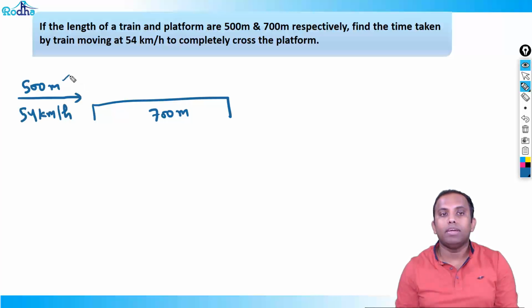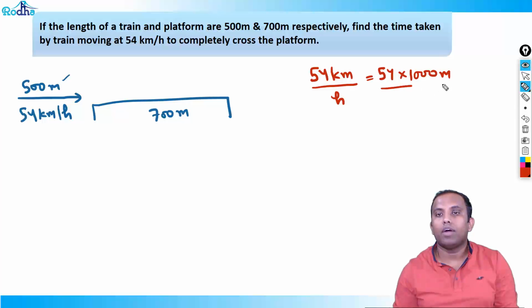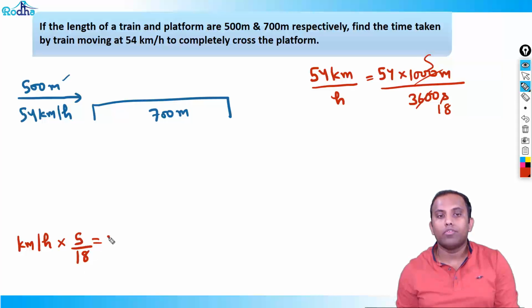Since the lengths are in meter, you have to change the speed to meter per second, or change the other quantities to kilometer. Your wish. It's quite easy to change kilometer per hour to meter per second. 54 kilometer per hour is 54 kilometer by hour. 1 kilometer is 1000 meter and 1 hour is 3600 seconds. You cancel it and you get 5 by 18. That means multiplying any data in kilometer per hour by 5 by 18 will convert it to meter per second, or the reverse.